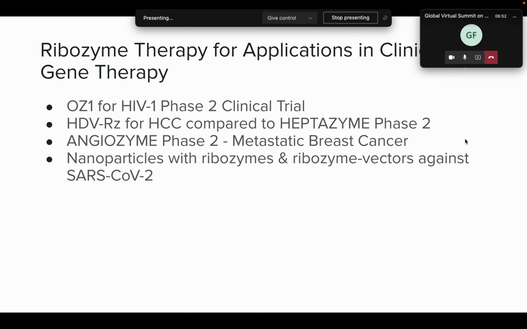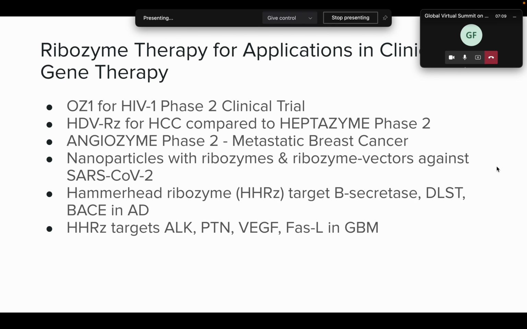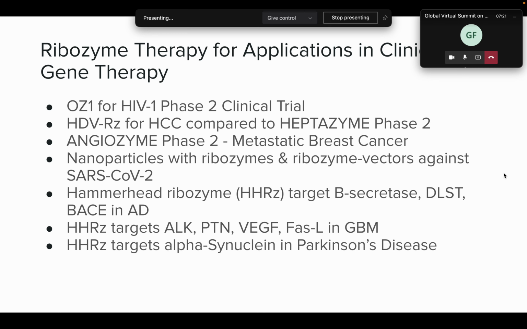And then we'll look at an infectious disease, nanoparticles with ribozyme and ribozyme vectors against SARS-CoV-2. And then a hammerhead ribozyme that targets beta secretase, DLST, and BACE in Alzheimer's disease. And then another hammerhead ribozyme that targets ALK, PTN, VGF, and then FAST-L in glioblastoma. And lastly, we'll look at the hammerhead ribozyme that targets alpha-synuclein in Parkinson's disease.